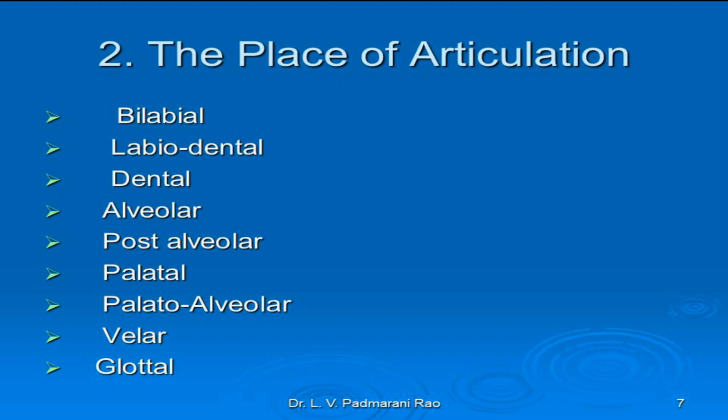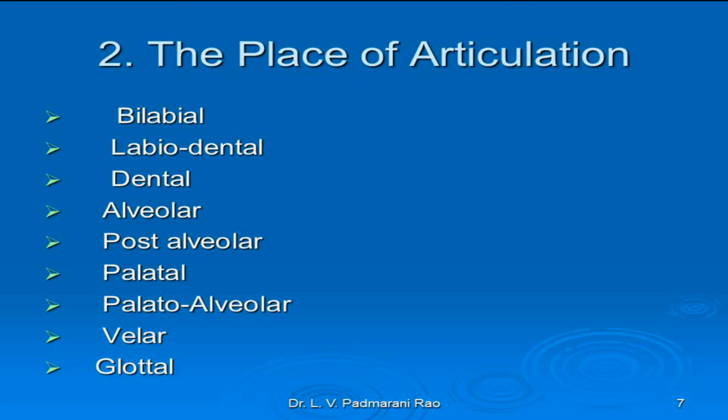The next is the velar sounds. Sounds that are articulated by the back of the tongue against the soft palate are called the velar sounds, as you could find in the examples of k, g, and ng. So k as in kite, g as in go, ng as in the last sound of sing. You could find that these sounds are articulated with the back of the tongue and the soft palate. Hence, they are called the velar sounds.